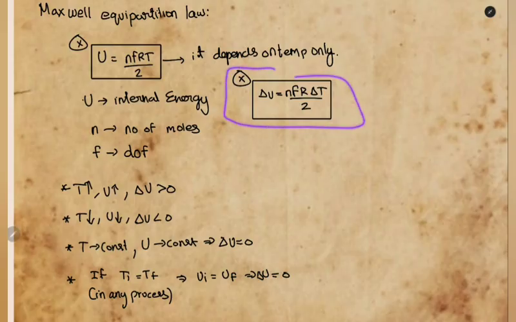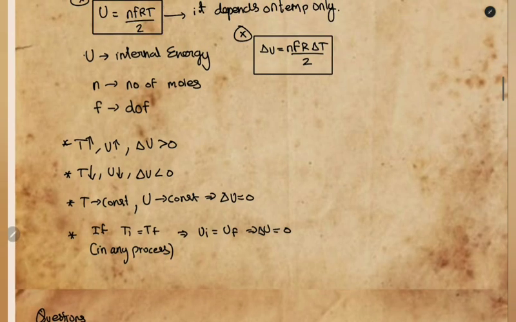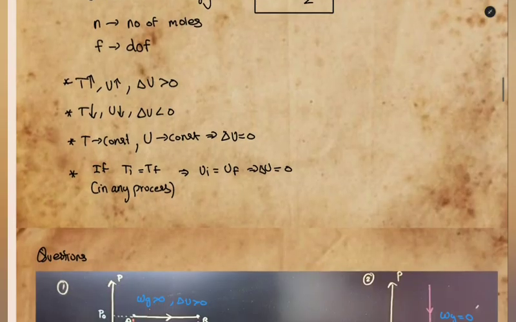And another formula, if you want it in delta terms, the only changeable value is temperature. So delta U equals nfR delta T by 2. Remember this. As I said, it depends only on temperature. When temperature increases, delta U will be positive and internal energy will increase. When temperature decreases, internal energy will decrease and delta U will be negative. And when T is constant, U also will be constant and delta U will be equal to 0. If T initial is equal to T final, then U initial will be equal to U final and delta U will be equal to 0 in any process.